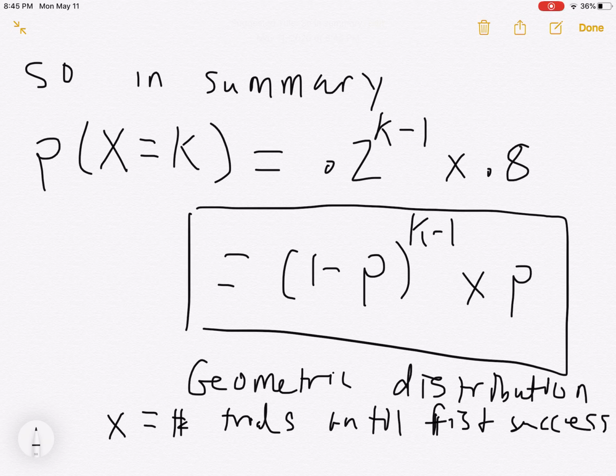Okay, so that's a giveaway for it being geometric. Here's another giveaway. You might ask yourself, are there a fixed number of trials here? And you realize, no, the geometric distribution can keep going on to infinity. Okay, so it can keep going forever and ever.